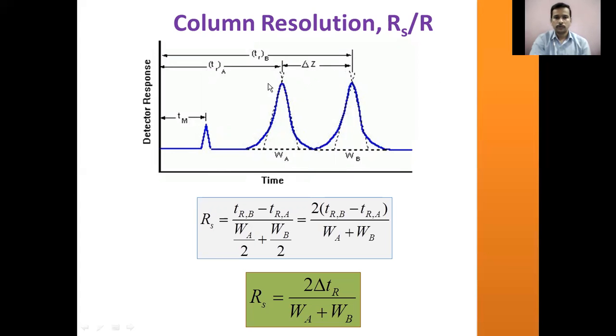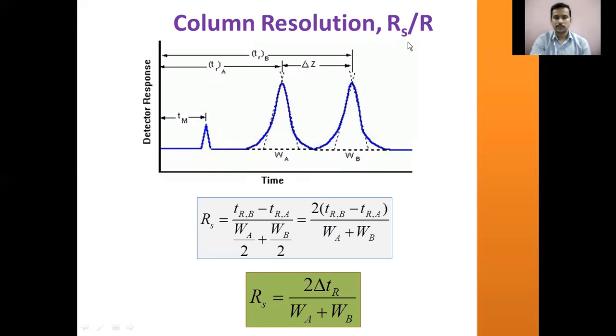So the retention time for solute A and retention time for solute B, and the baseline width for solute A and the baseline width for solute B, and the width at 50% height of the chromatographic peaks for solute A and B are denoted by WA by 2 and WB by 2. You know all these terminologies from the chromatogram.